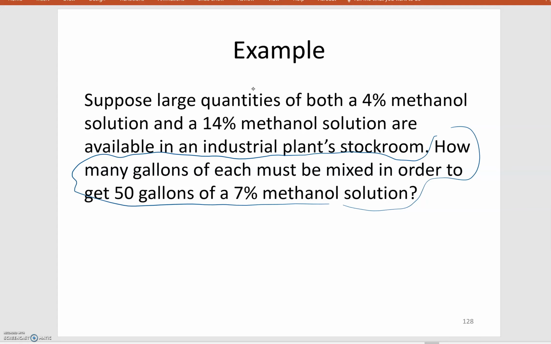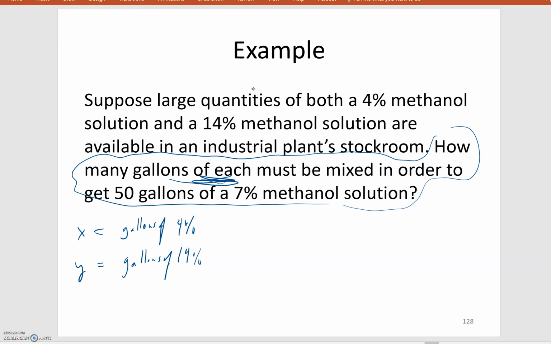And when it says how many gallons of each, that's telling me what my variables are. So I'm going to need a variable for gallons of 4% methanol, and I need a variable for gallons of 14% methanol. So I'm just going to call this one x, and I'm going to call this one y. So we just have to remember that x is the 4%, y is the 14%.